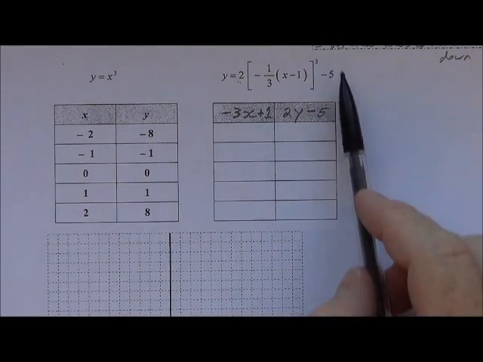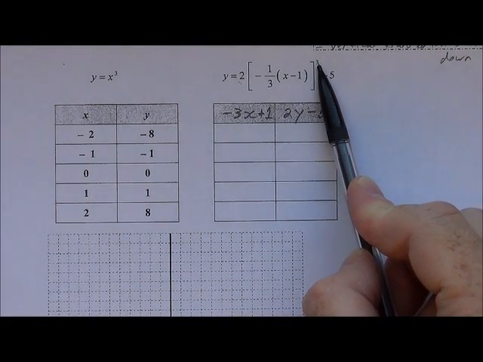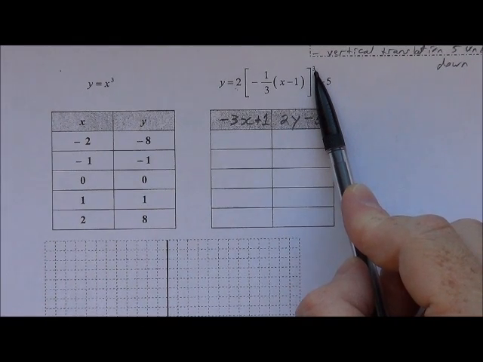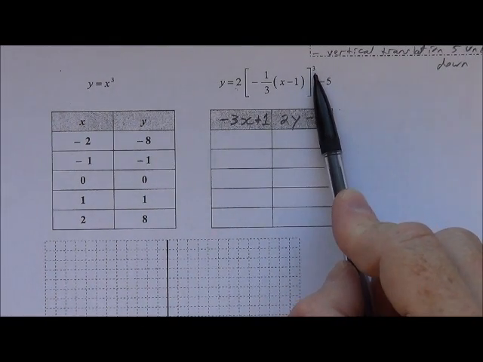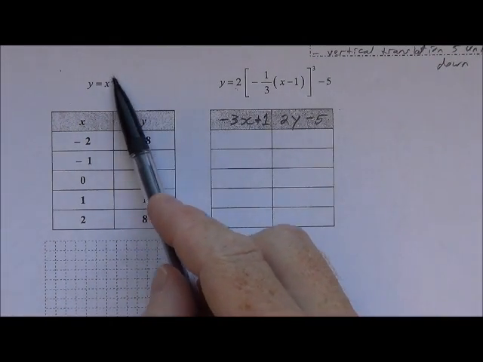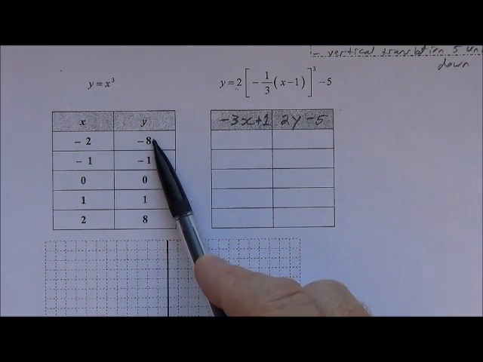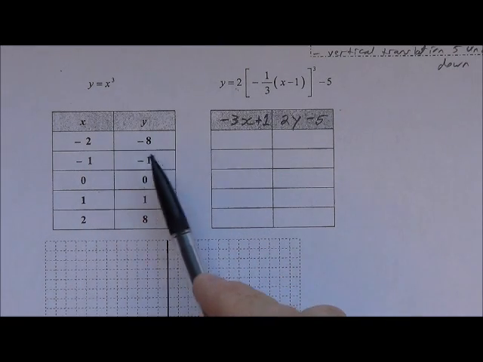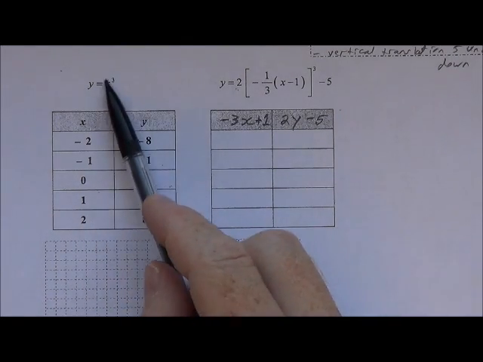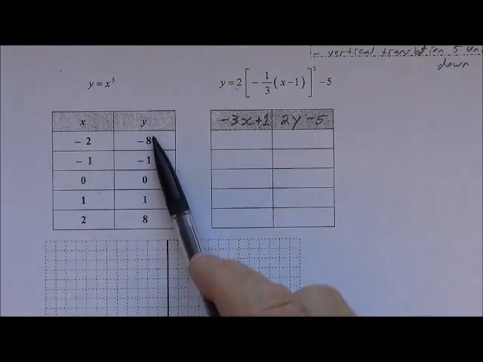Okay, so now you don't have to worry about the cube in this statement, this relation, because that was already taken care of in this first part. So we cubed -2 to get -8, we cubed -1 to get -1, etc. So you don't have to worry about the cubic anymore. That's already taken care of.